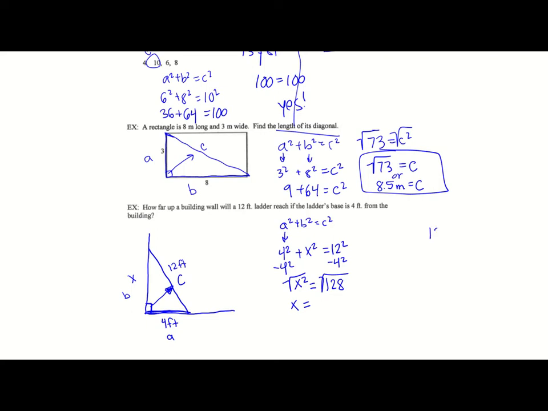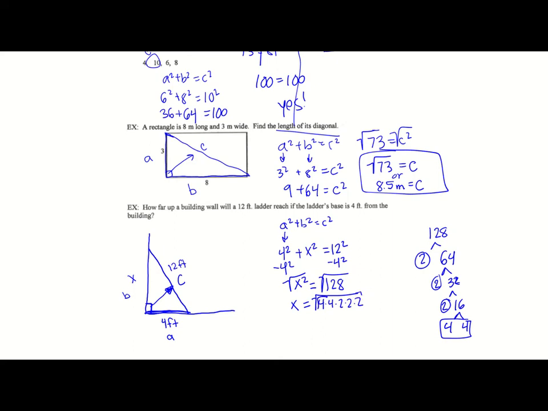We can split our 128 up. We would get 2 times 64. Split 64 up, we would get 2 times 32. Keep splitting 32 up, we would get 2 times 16. 16 is 4 times 4. And I'm going to stop right there because I know I'm going to have a pair of 4s. So I've got 2 4s and 3 2s. Square root of 2 4s, 4 times 4, and 3 2s.